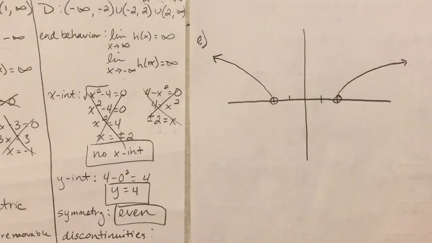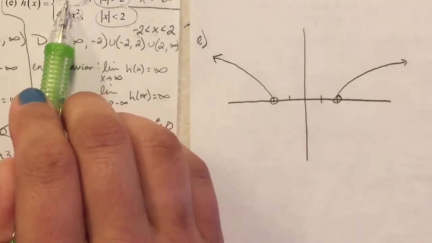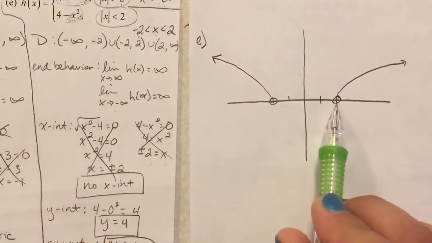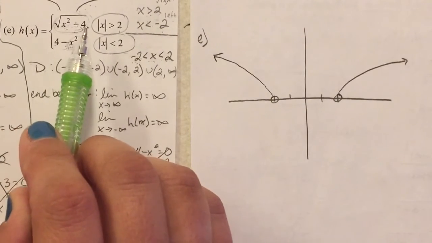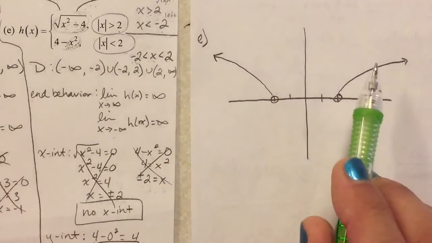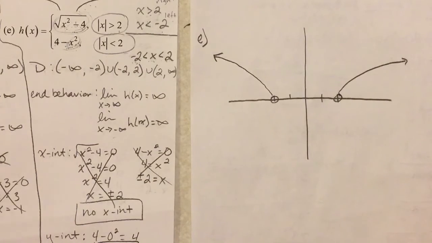If you don't remember what those look like, you could graph them in the calculator, or you could plug in points, right? So we could plug in a value for x, something larger than this. So like 3, if I plug in 3, that's 9. 9 minus 4 is 5. So the square root of 5 would be the point there. So you could graph some points and see where that goes.